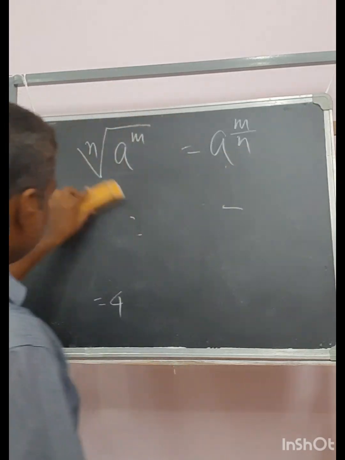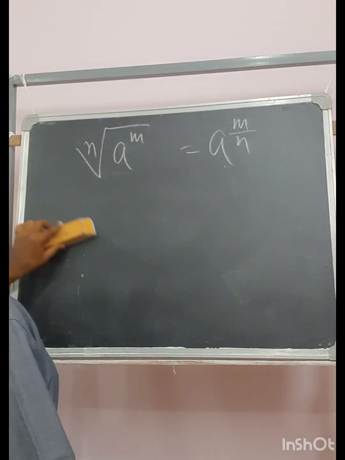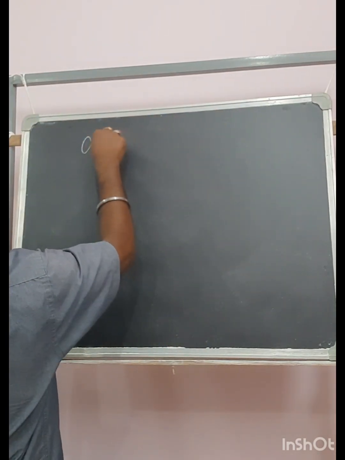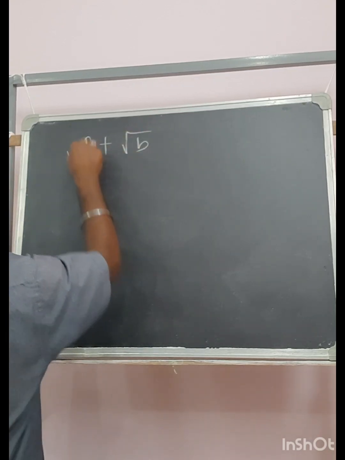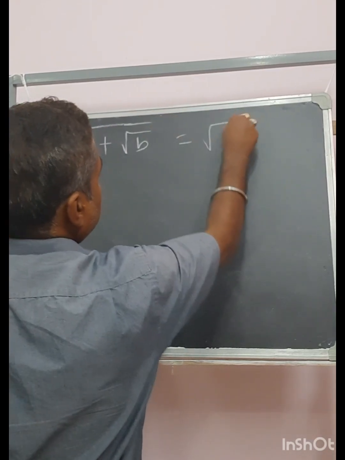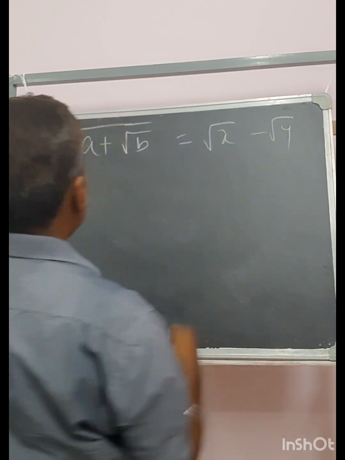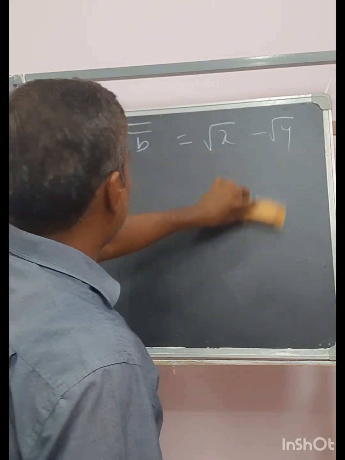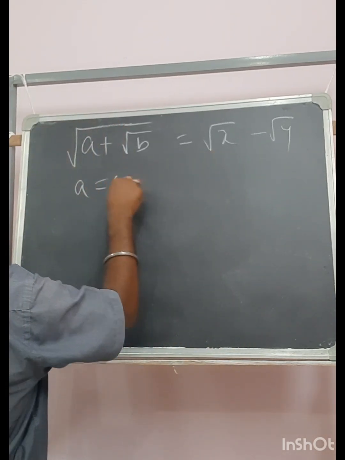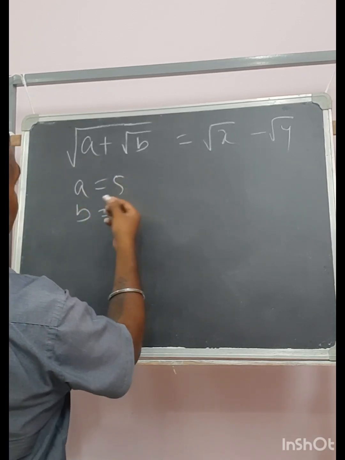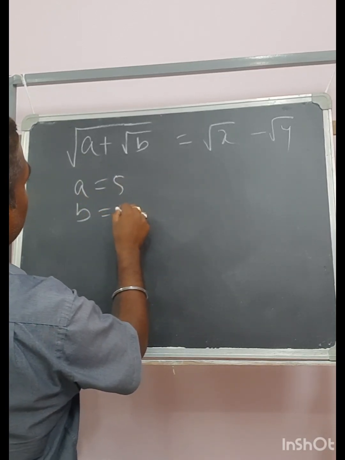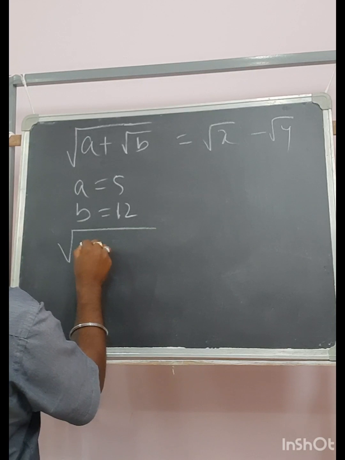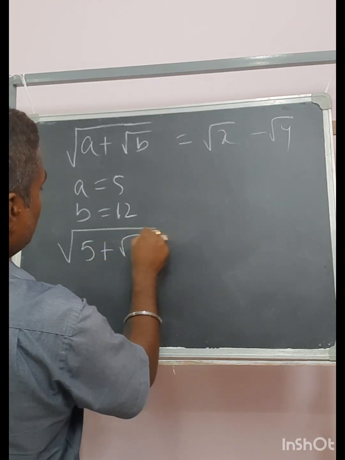Okay, now the last rule was: if I can represent this as root x minus root y, then the other one with minus can also be represented with a minus. So let's check with an example. If I take a equal to 5 and b equal to, let's say, 12, so this will be 5 plus root 12.